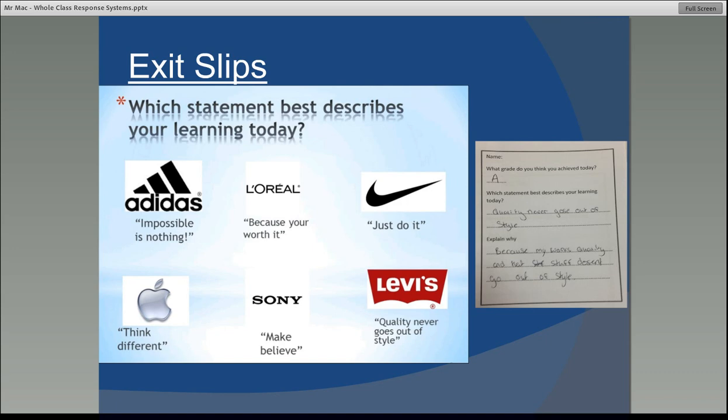So at the end of the lesson, I put this slide up on the board, and I said, which statement best describes your learning today? And then I gave them an exit slip. They wrote down the grade they got, and then you can see there, this student has written, quality never goes out of style. Explain why. Because my work's quality, and that stuff doesn't go out of style. So a little bit of fun with that one as well, and the students enjoyed doing that one in GCSE PE.